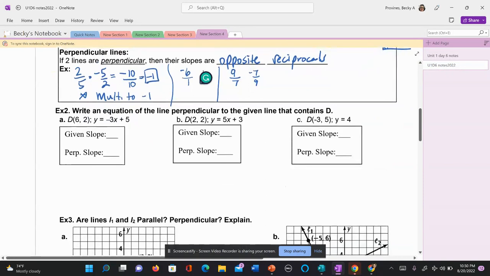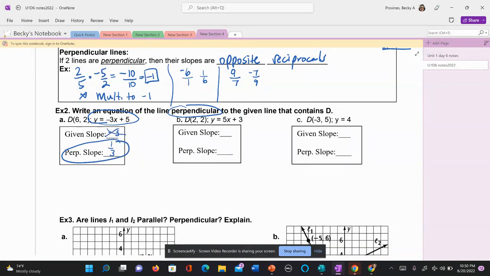Okay, so on the next part, we're going to do something similar, but now we're going to do perpendicular. So you're going to look here, and you're going to pull out the slope. So my slope is the -3. And what I need you to do is find the perpendicular slope. So you're going to change it to the opposite and flip it. So it's 1/3.